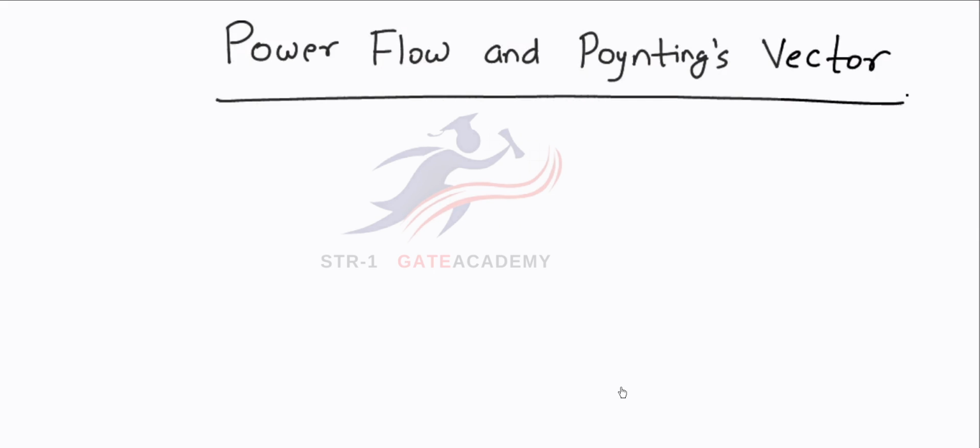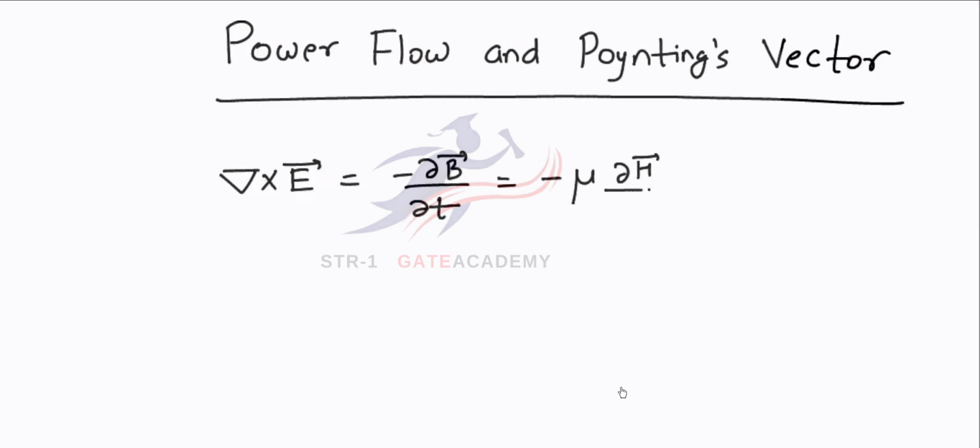Okay. So we'll start with Maxwell's equation first. Del cross E vector is minus dB vector divided by dt. We have studied this Maxwell's equation. This is one of the time varying Maxwell equations. This can be written as, I can replace B with mu H, so this becomes mu dH vector divided by dt.